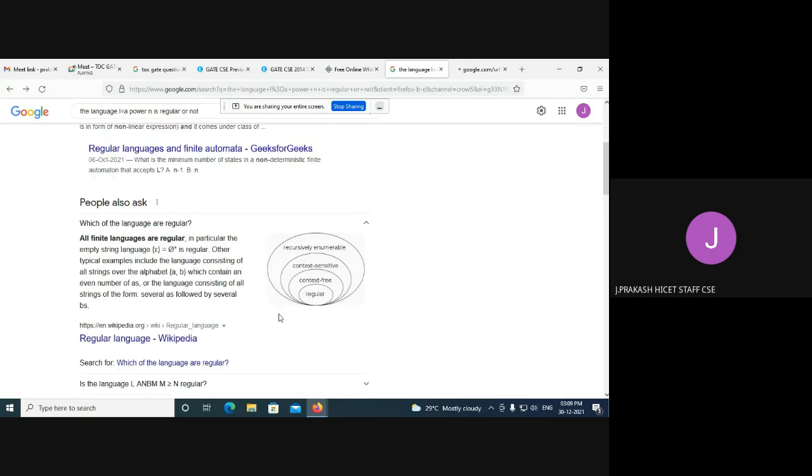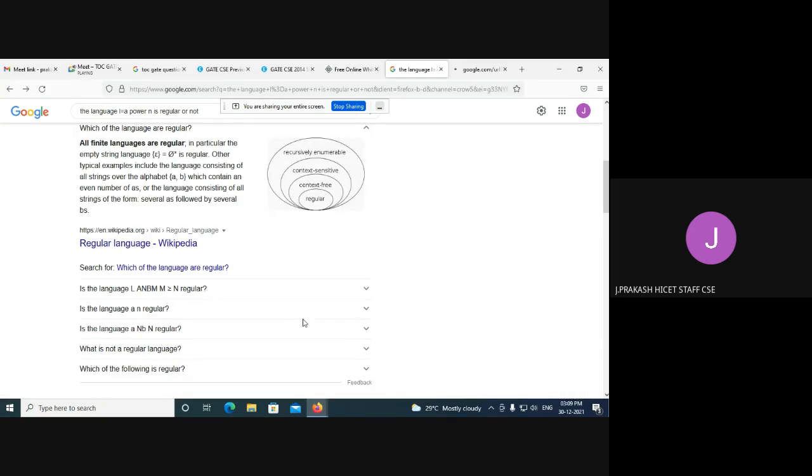Are you able to see the screen? We have 4 types of languages: regular, context free, context sensitive, recursively enumerable. These are the hierarchy of the languages. Now we are going to check for regular.